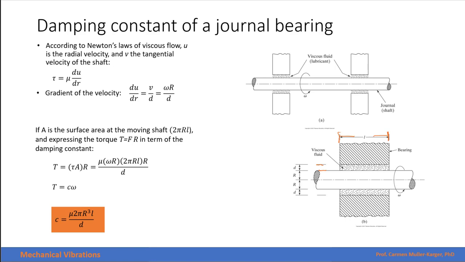As you see, the constant of that damper will be a function of the viscosity of the fluid. It will be a function of the radius of the shaft. It will be a function of the length of the bearing, and it will be inversely proportional to the gap between the shaft and the bearing. With this slide, we conclude this presentation where we talked about springs, mass, and dampers, and we were able to find equivalent constants of the spring, mass, and dampers for different configurations.